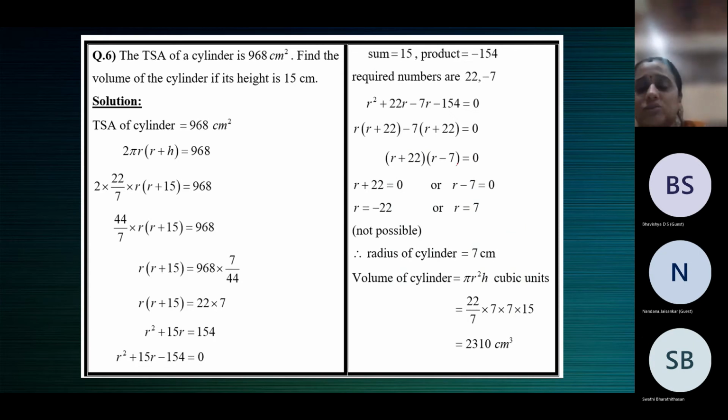Now, to find the values of r, you should equate it to 0. Just a minute, children.